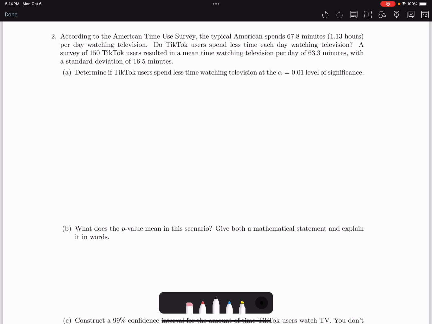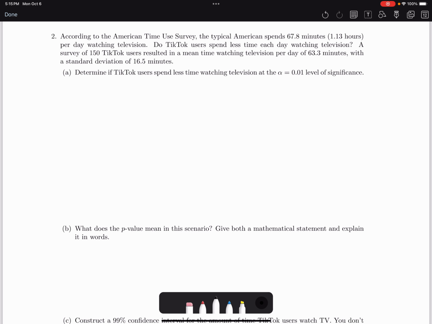According to the American Time Use Survey, the typical American spends 67.8 minutes per day watching television. Do TikTok users spend less time each day watching television? A survey of 150 TikTok users resulted in a mean time watching television per day of 63.3 minutes, with a standard deviation of 16.5 minutes. Part A. Determine if TikTok users spend less time watching television at the 0.01 level of significance.